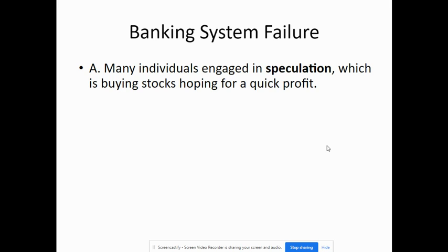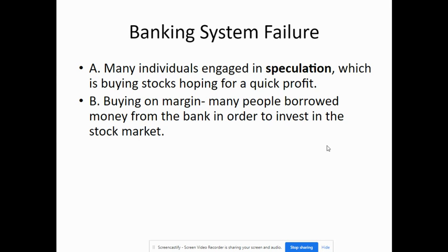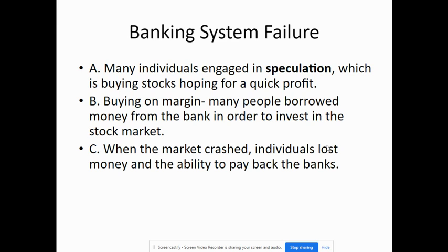But what if the stock market goes down? If they speculate incorrectly and the stocks actually drop and they don't make a profit, what happens then? This, when you don't actually have the money to invest, is called buying on margin: using someone else's money to invest in the stock market. Many people borrow money from the bank in order to invest in the stock market and to hopefully raise their money from there. If that didn't happen, how do they pay back the bank? Well, they can't. When the market crashes, individuals will lose money and the ability to pay back the banks.